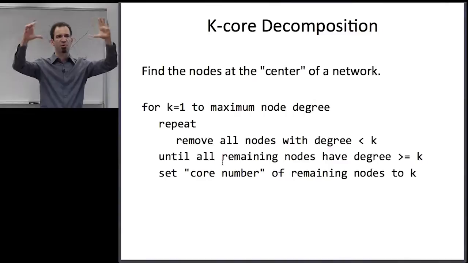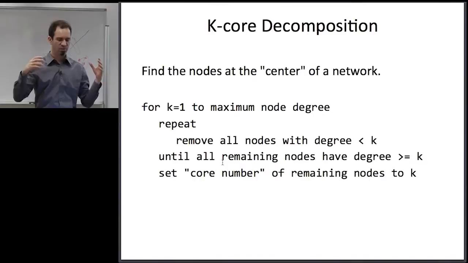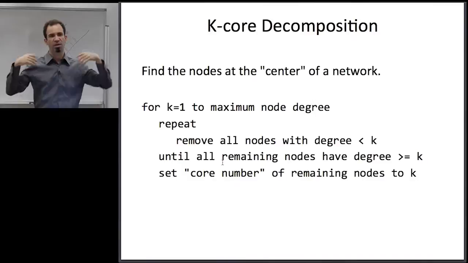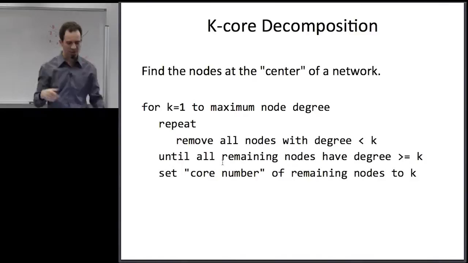And it's very simple. All you do is you start with all of the nodes that have degree one, and they're the one core. And then you remove all of those, and everything that's left is the two core. And then you remove all of those, and everything that's left is the three core. It's got one slight thing, which is you have to keep removing.